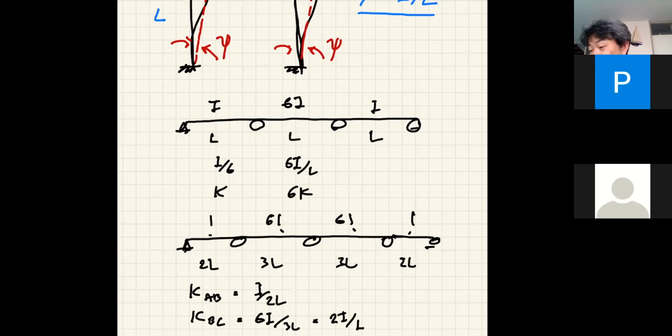So you can see perhaps that BC is stronger than AB when you compare I over L, or stiffness, but you may want to make your life easier. So you say, okay, I'm going to use I over 2L is equal to K. So this becomes K. This becomes 4K. You can work easier, but you don't have to.